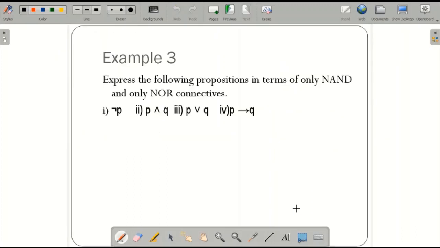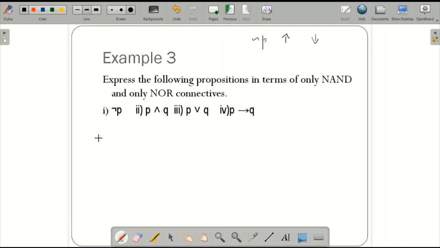Now let us go to example 3. Here they are told to express the following proposition in terms of only NAND and only NOR connectives. That means when you solve the negation, you should get only NAND itself, there should not be NOR at all. And only NOR should be there when you get a final expression. So this is what they were told, only NAND and only NOR should be there.